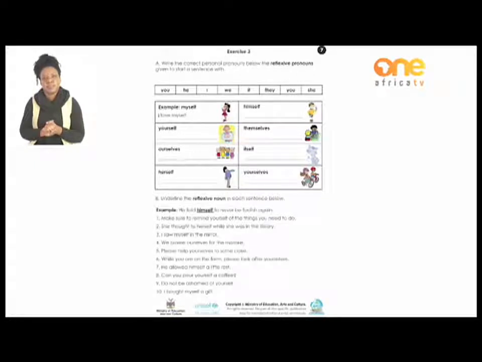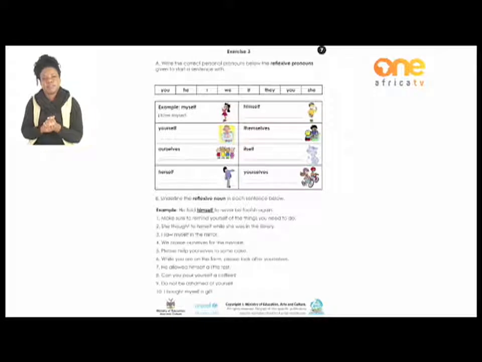Underneath the box or underneath the column, there is also an activity that you need to do. B. The instruction says, underline the reflexive noun in each sentence below. Now, if you see any word that ends with self or selves, that means that will be your reflexive pronoun. Chanel, are you following? Yes, she is following. So I hope you are also following and that you are paying attention.